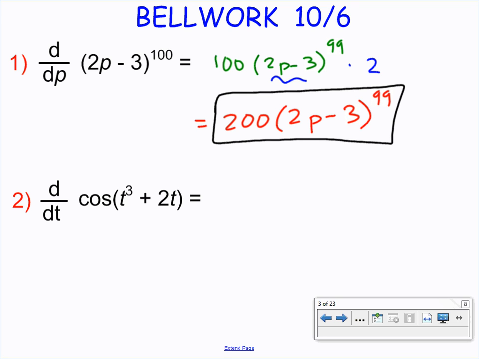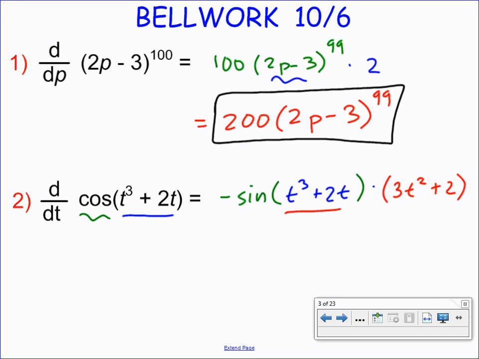A trigonometric function. We know the derivative of a trigonometric function is the derivative of the trig function with the angle. So cosine differentiates to opposite of sine with the angle. My angle in this case is t cubed plus 2t, but then times the derivative of the angle. So the derivative of the angle in this case is quantity, 3t squared plus 2. In this way I can see how the chain rule applies to the trigonometric derivative.